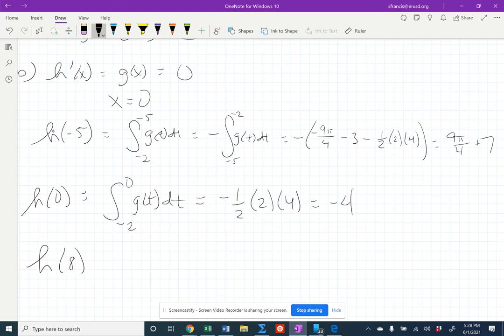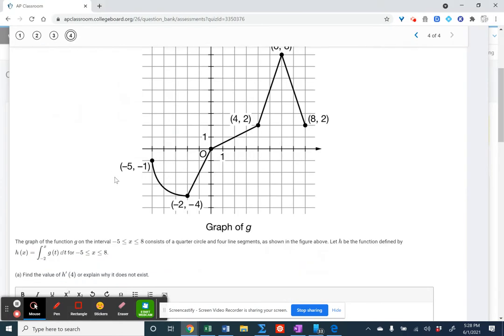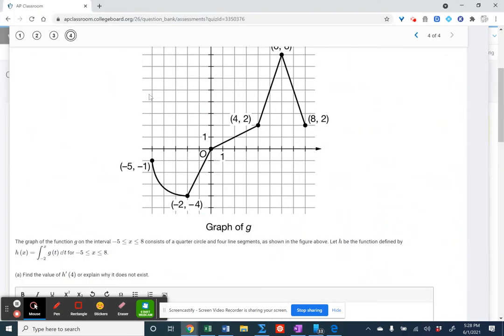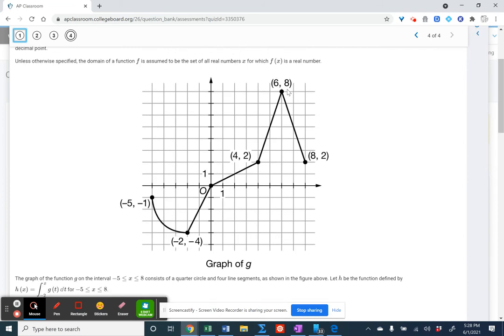And then h of 8, integral from -2 to 8 of g of t dt, which is going to be -4 because it's got to get to 0 plus everything that comes after that. We have a triangle with a base of 4 and a height of 2, which just cancels this area, makes that 0, up to that point. Plus, and then I got a triangle with a base of 4 and a height of 6. Not that 6. This is 8 minus the 2, because I'm separating this into a triangle. It's a little shorter than that point.